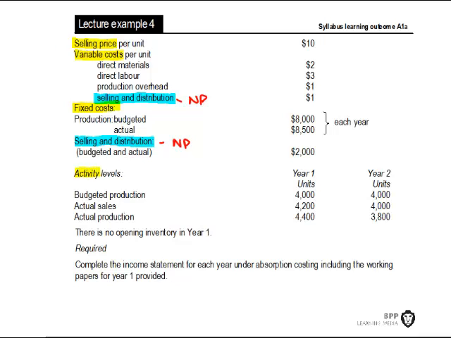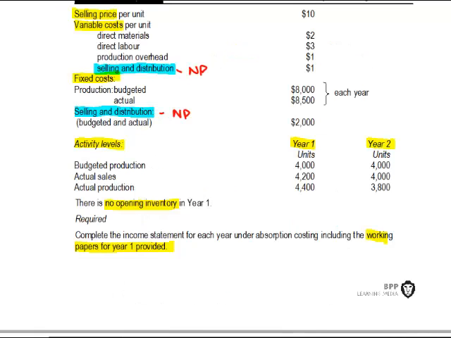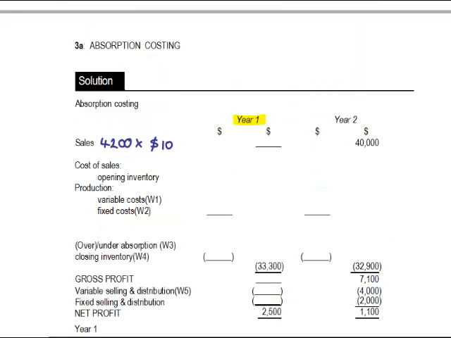We've got activity levels for years 1 and 2. We're going to do both years, but we're only going to do working papers for the first year. So we've got budgeted production, actual production and sales. And we're also told that there is no opening inventory in year 1. So in year 1, some of the information has already been partially completed for us. Let's start off with the sales figure. We actually sold 4,200 units at a selling price of $10 a unit.